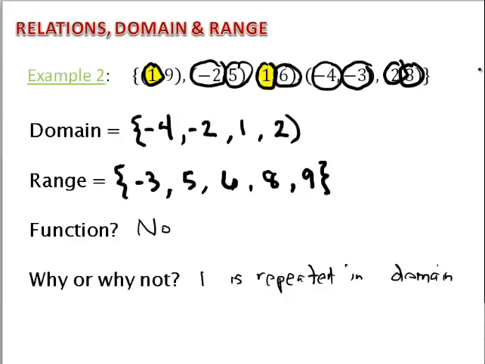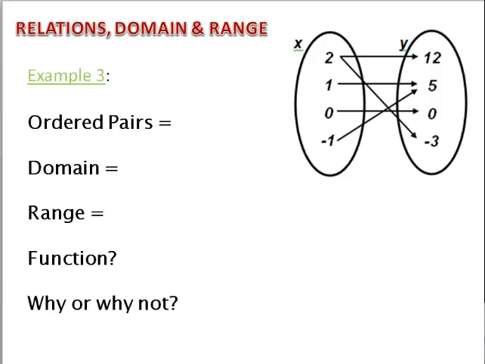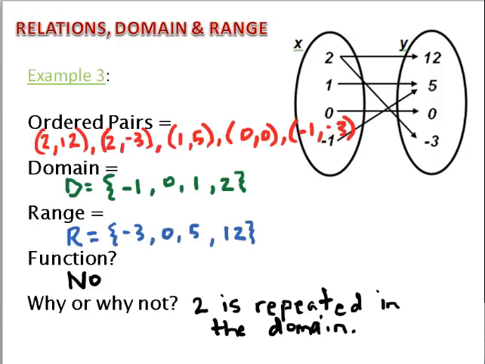Now I want you to look at the next example, and I want you to see if you can figure this one out yourself. So just take a moment, work through this, and when you're ready, go ahead and start the video back. Okay, if you look over these answers, you'll notice that the x that's 2 has two y values, 12 and -3. So that's why it's not a function. The 2 is repeated in the domain. So check those and see how you did.